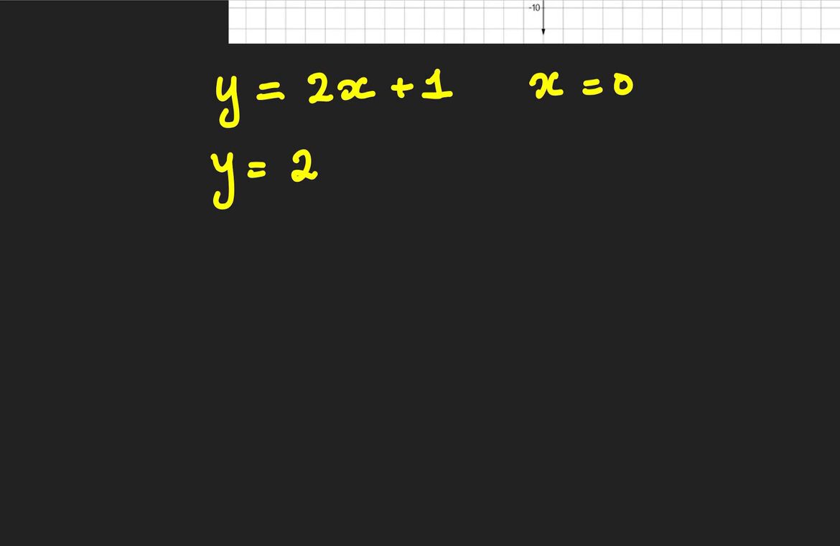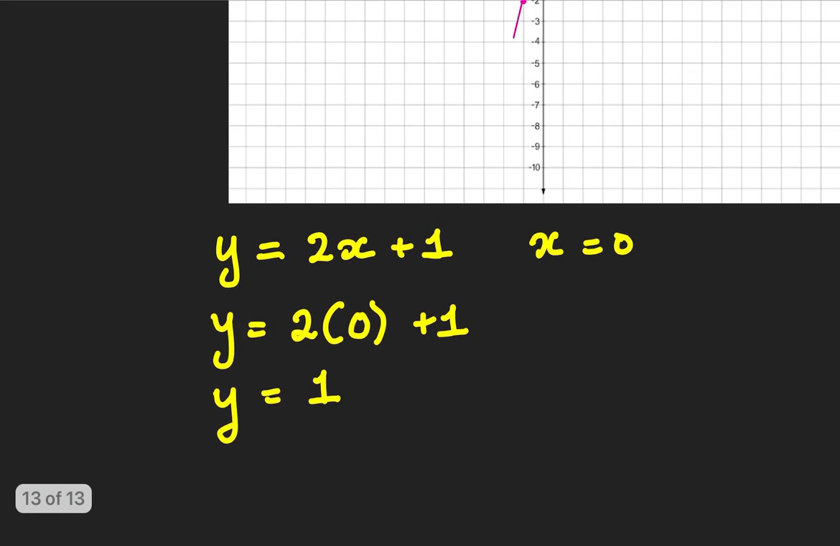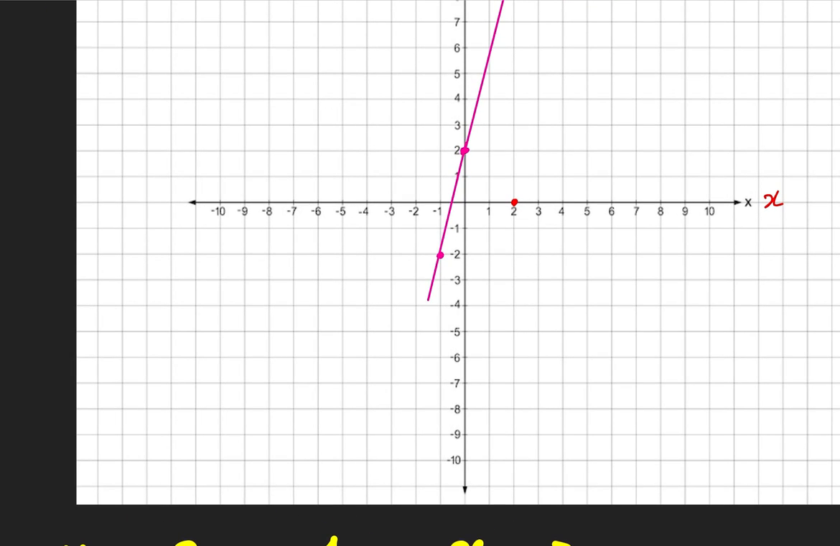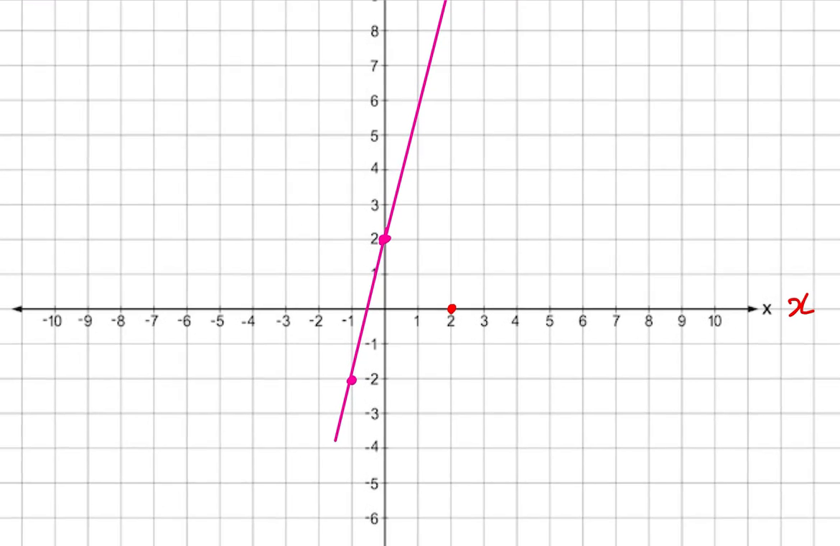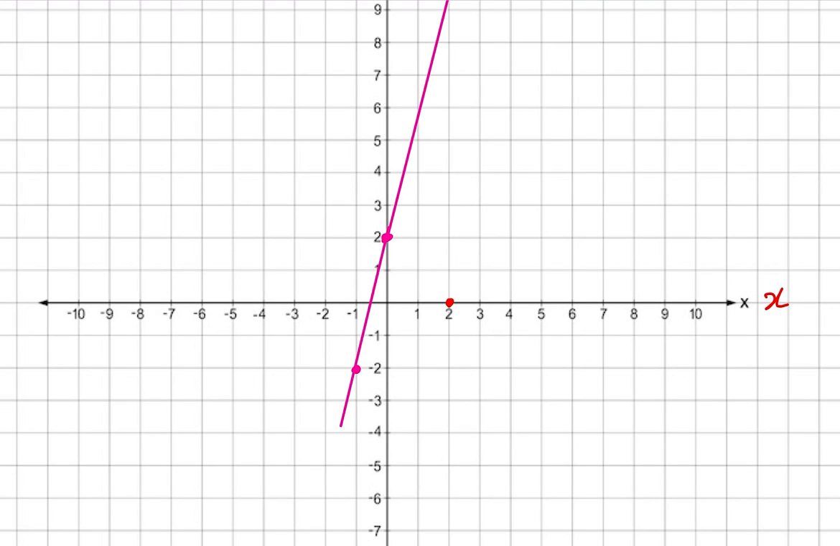y is equal to 2x plus 1. So let's find what happens when x is equal to 0, so we can get the y-intercept. y is equal to 2 multiplied by 0 plus 1. So y is therefore equal to 1. So that's 0, 1. And 0, 1 comes right here.